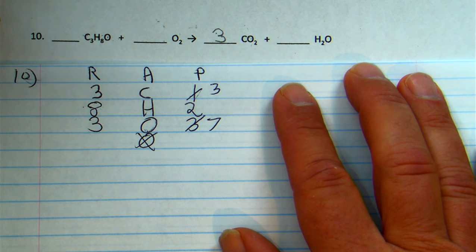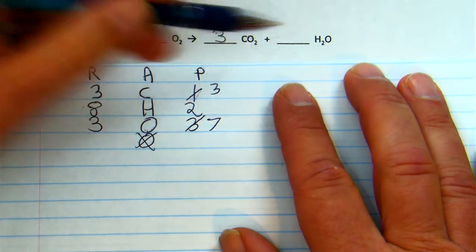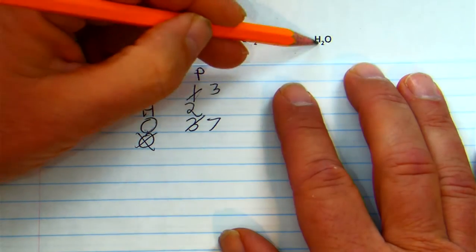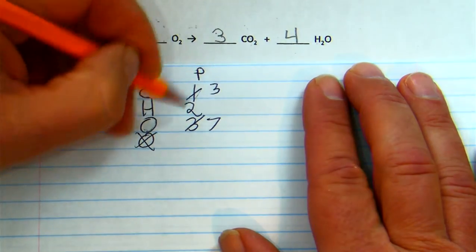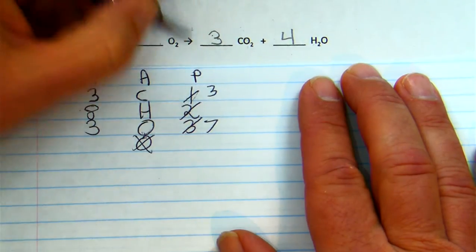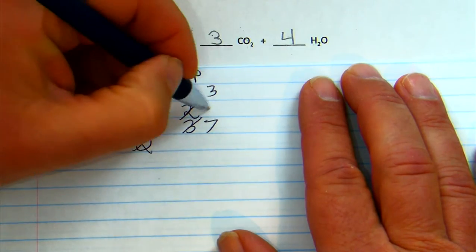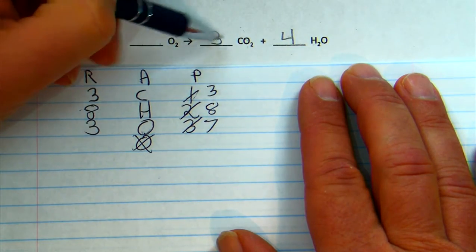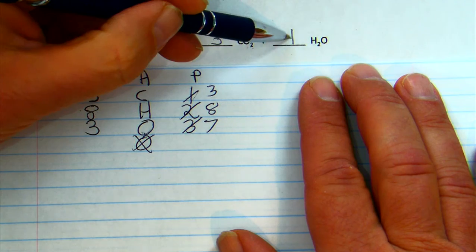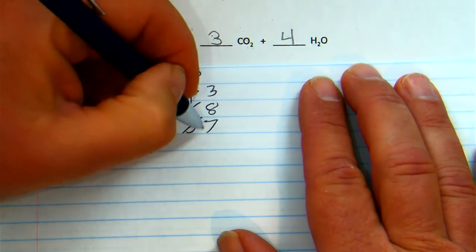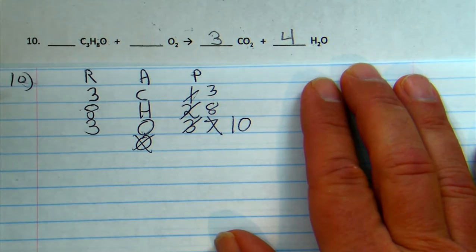Yikes. Let me try to fix the hydrogens. On the left, I have 8. On the right, I only have 2. Let me goose that up and try a coefficient of 4 in front of the water. Updating my rap sheet, this means I now have 8 hydrogens on the right. And total, look, I have 3 times 2 is 6, plus 4 times 1 is a total of 10 oxygens on the right. Crazy.